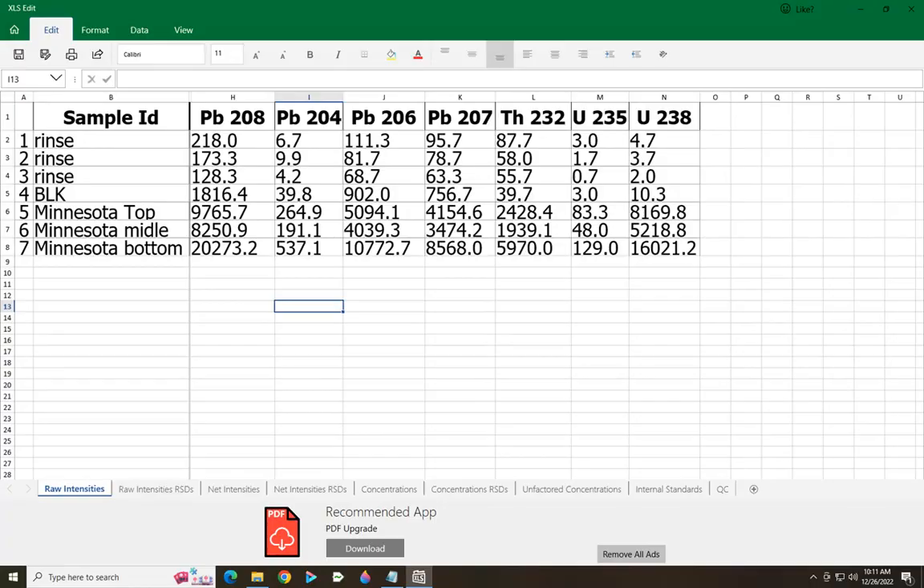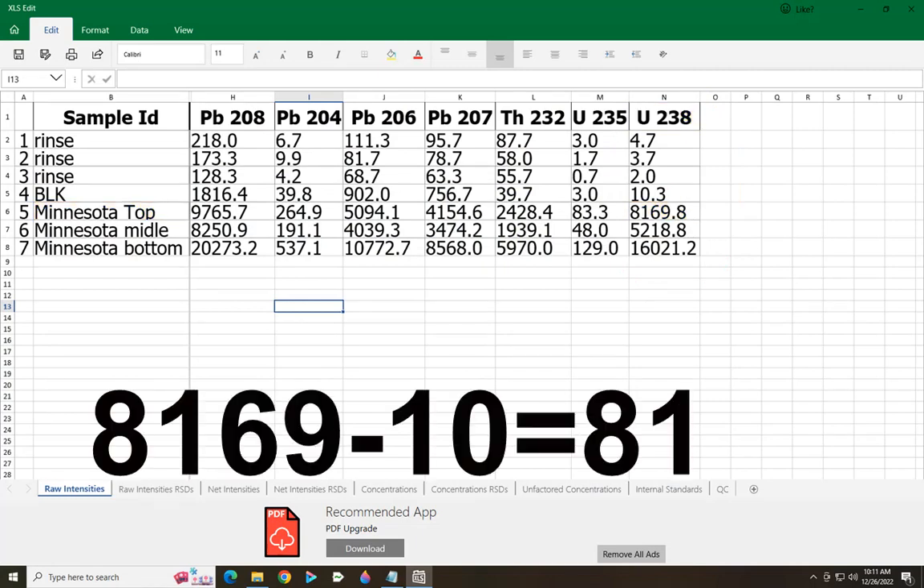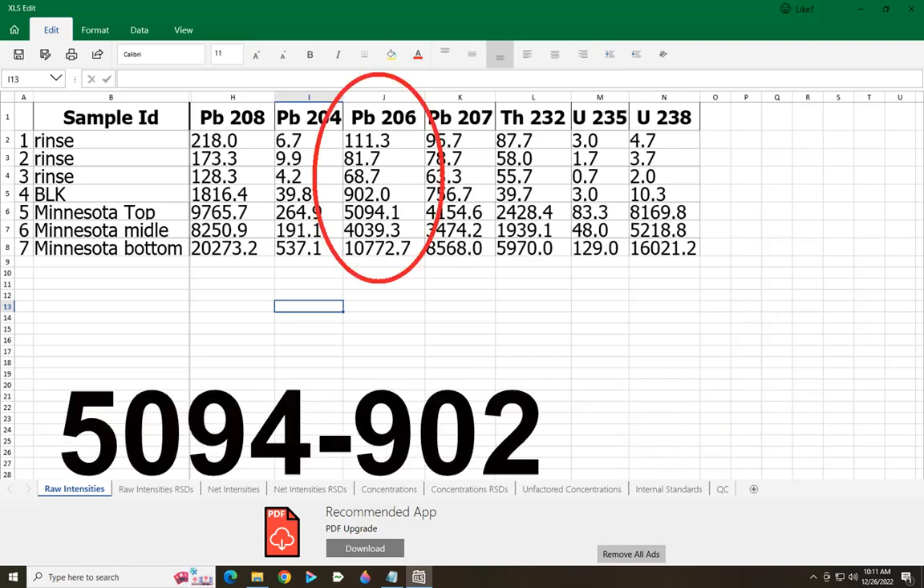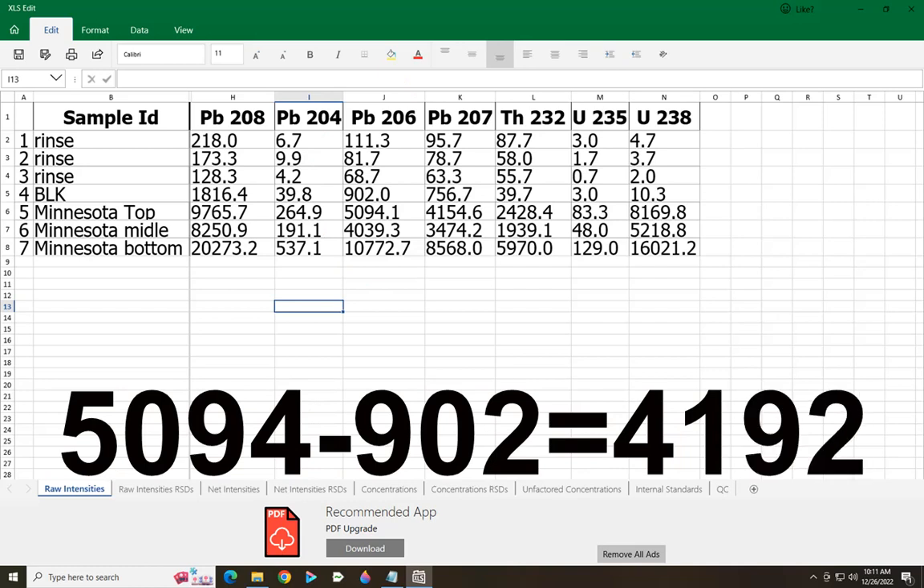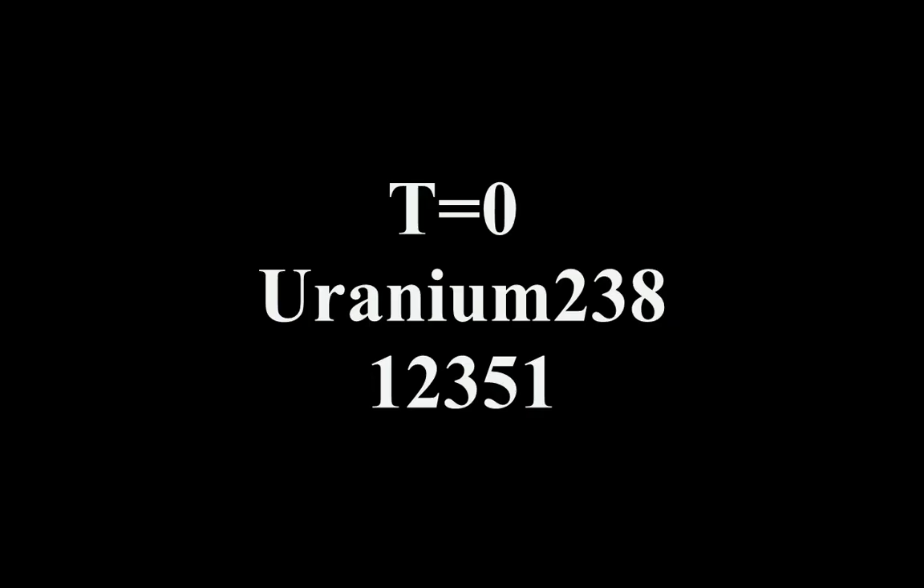So there's the raw data on an Excel spreadsheet. You can immediately see how much crap is in the hydrochloric acid compared with the rinse, which is only nitric acid. So let's look at uranium-238. The top layer has 8,169 counts, minus the 10 from the blank is 8,159. Next, the corresponding lead-206 has 5,094 minus 902 is 4,192. Now adding the lead-206 value to the uranium-238 value, and you get 12,351. That is our total original uranium at T equals 0.